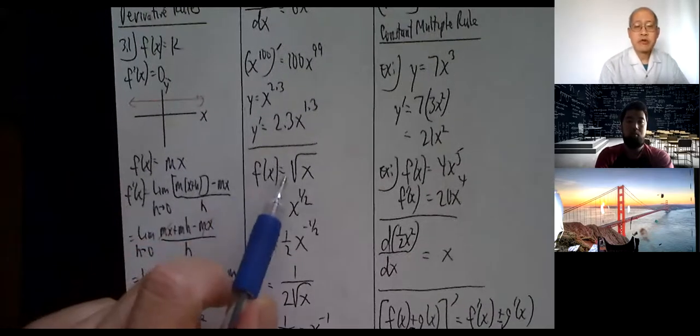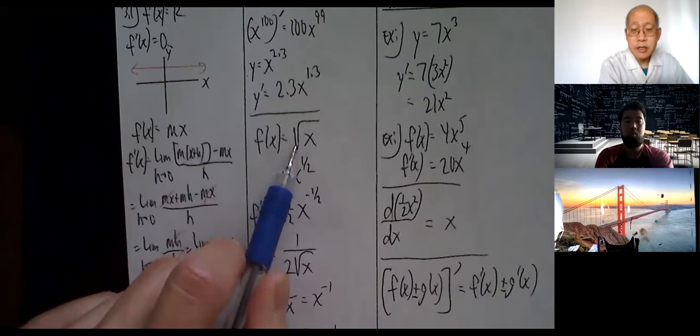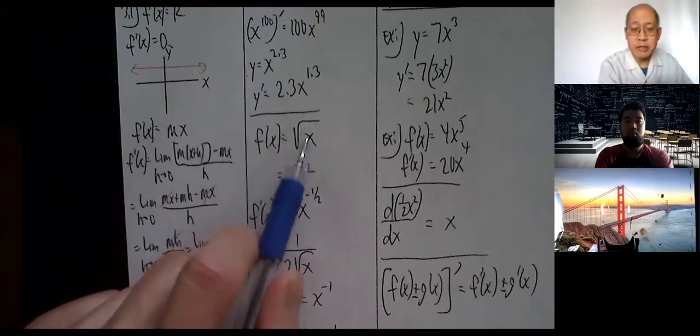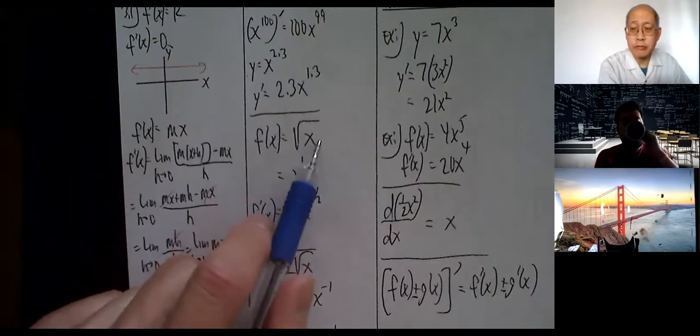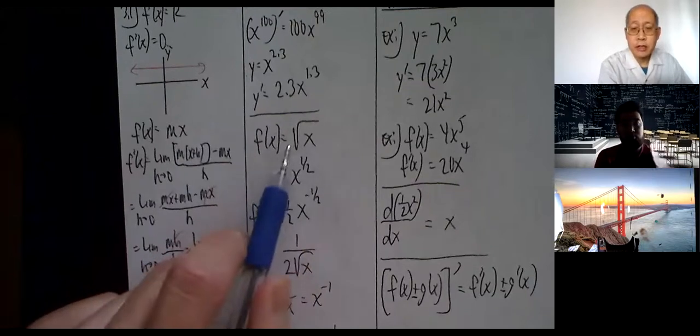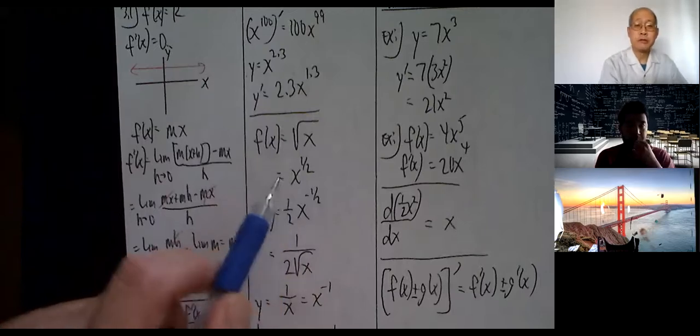f of x equals square root of x. I gave this to you on the test. At the time, you weren't supposed to do the shortcut. You were supposed to do radical x plus h minus radical x over h, and then rationalize the numerator, multiply by the conjugate, and stuff like that. Some of you did the shortcut. You couldn't do it during the test, but you can do it now.